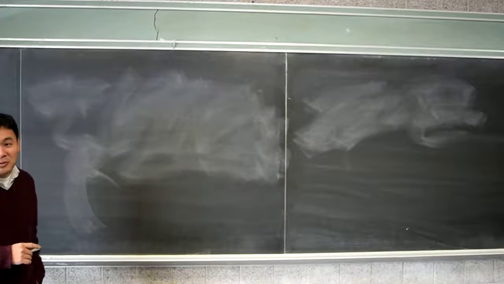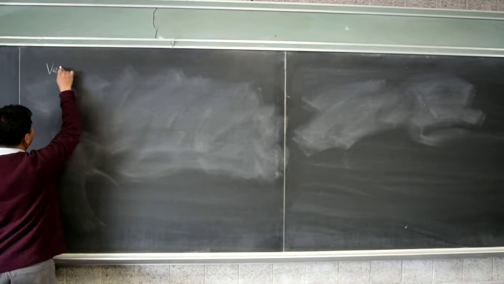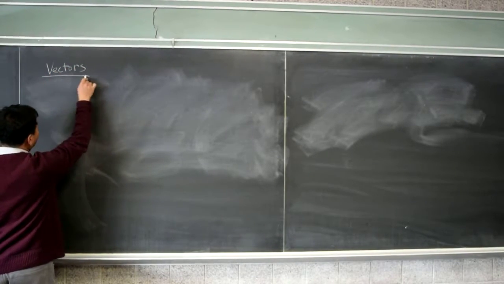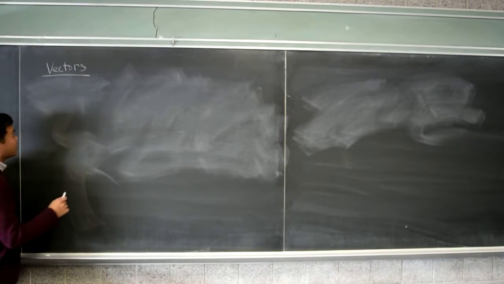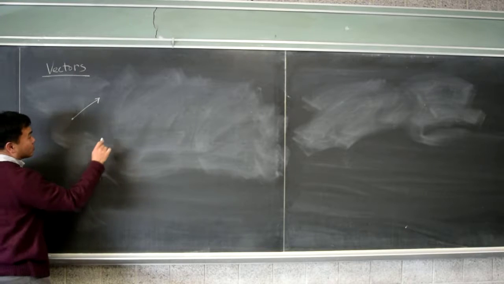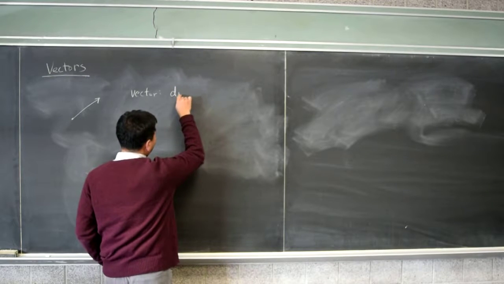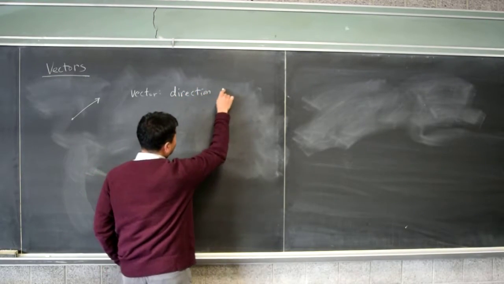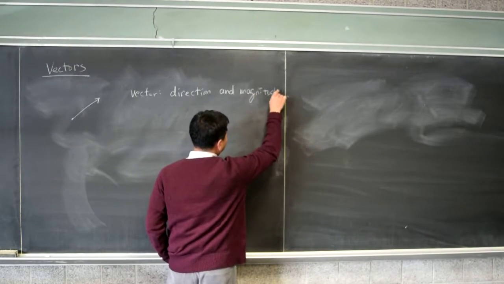Okay, so this is the very first lecture on multivariable calculus. The first topic that you have to know is vectors. What about vectors? Right, so what's a vector? A vector is something that has direction and magnitude. Vector. Direction and magnitude.